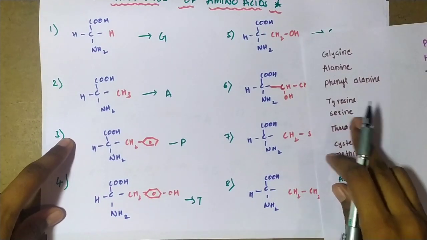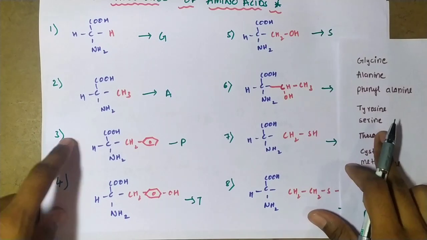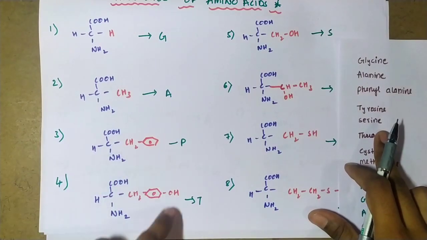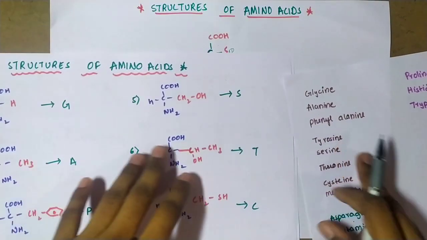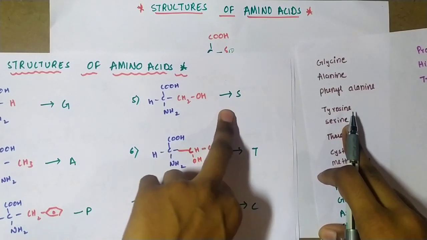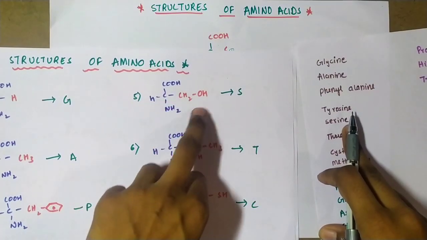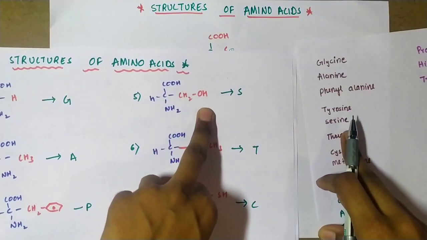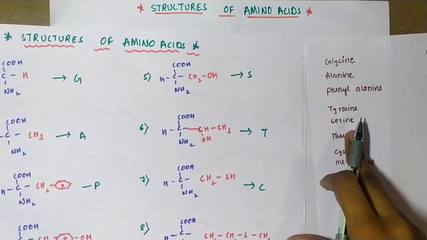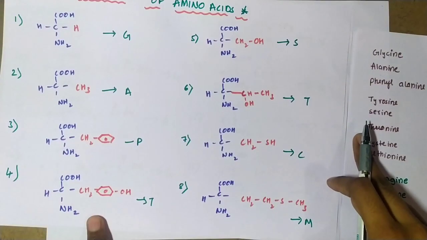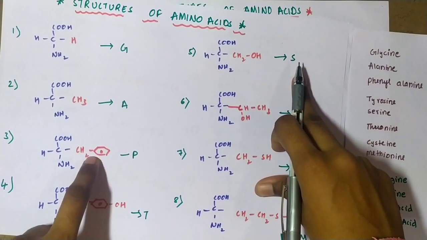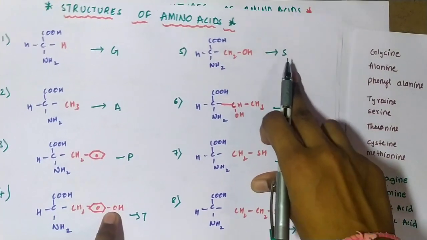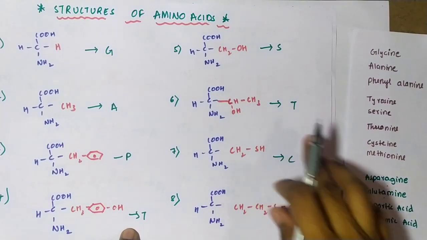So our next is tyrosine and serine. If to this phenyl group one OH group is added, then we will call it tyrosine. So next is serine. How can serine be written? If a CH2OH group is present, then we will call it serine. So tyrosine and serine can be written as: if this phenyl group is removed, then we will get serine. If to this phenyl group OH is added, then we will call it tyrosine.